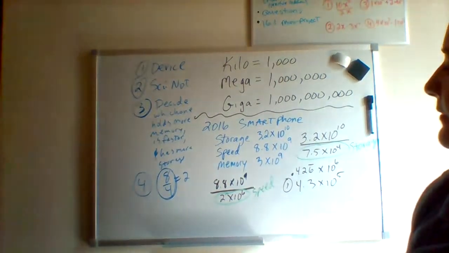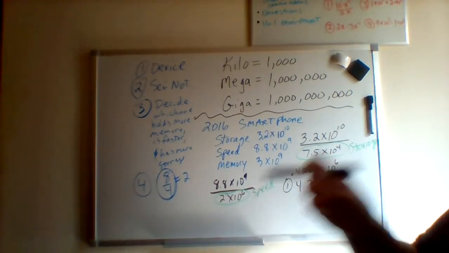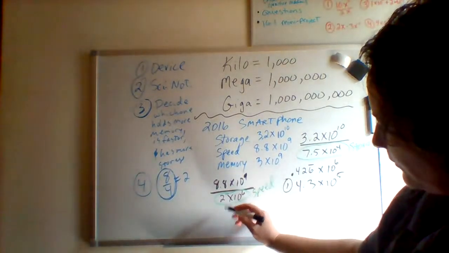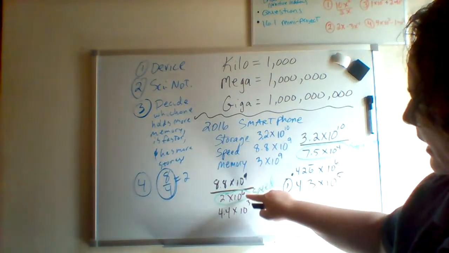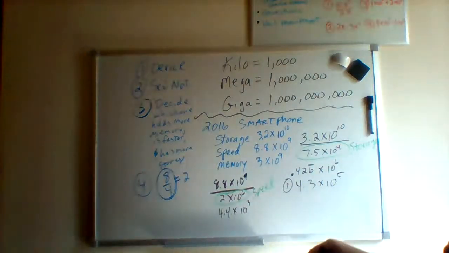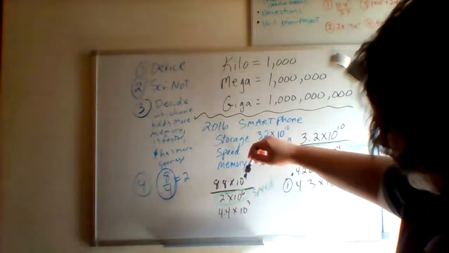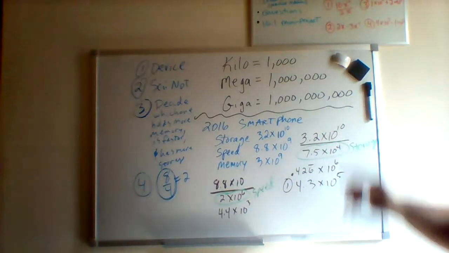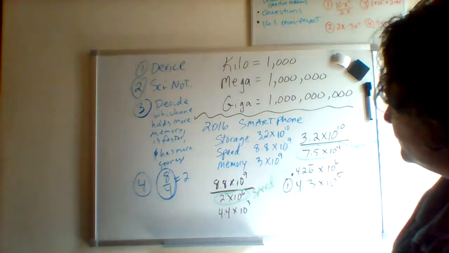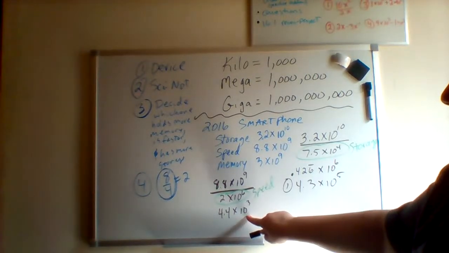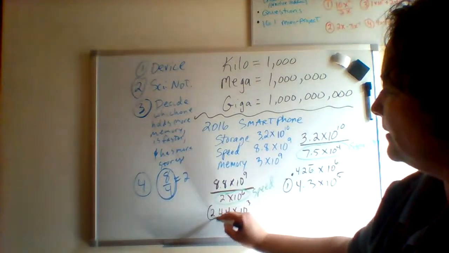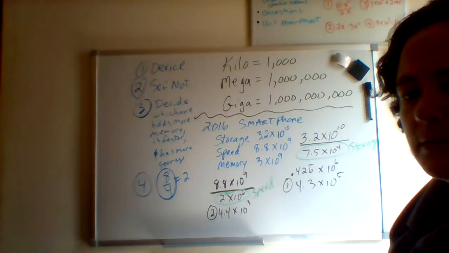All right, what's 8.8 divided by 2? This one right here ended up being 4.4 times 10 to the 3, because 9 minus 6 is 3. Let me make that clear, because I don't know if this is clear right here. So how much faster? 4.4 times 10 to the 3rd faster. This would have been my second answer if I was a student in this class.